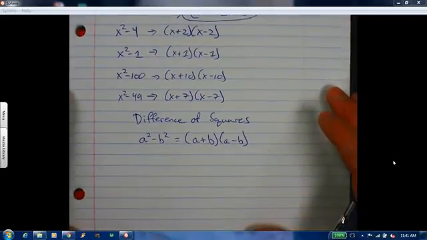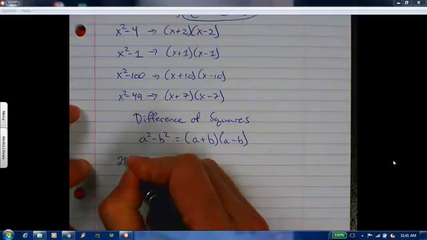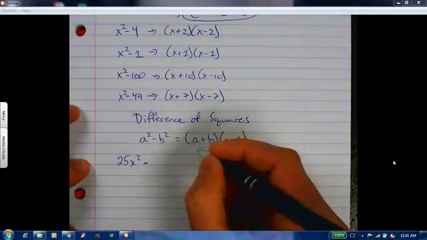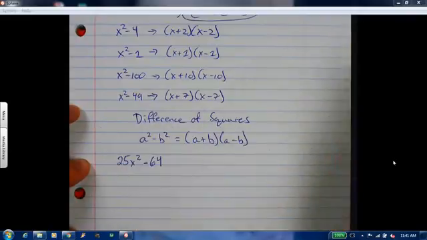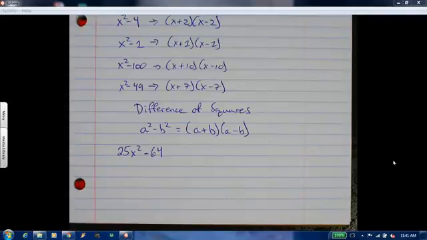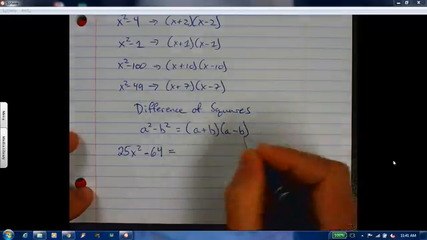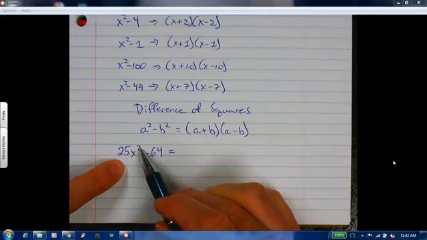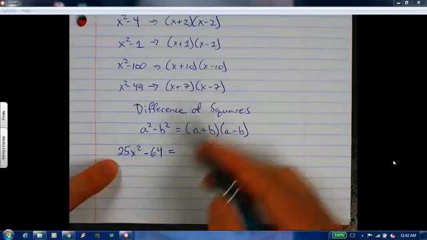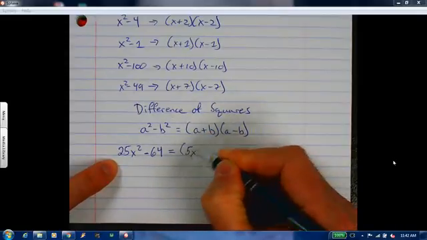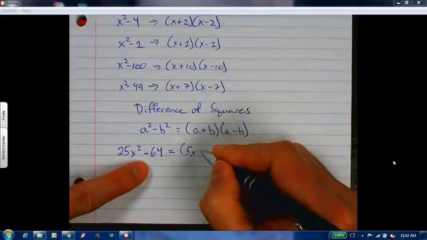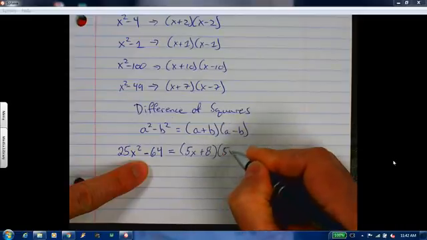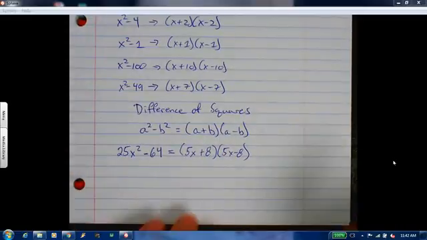So now we can apply this to even bigger problems, something like 25x squared minus 64. And now this is taking the fact that you know your square roots, your perfect squares. So see if we can use this formula. A is the square root of that first part. So what's the square root of 25x squared? 5 and an x. Square root of 64? 8. 5x plus 8 times 5x minus 8. You could FOIL that out, you can multiply that out, you would get 25x squared minus 64.